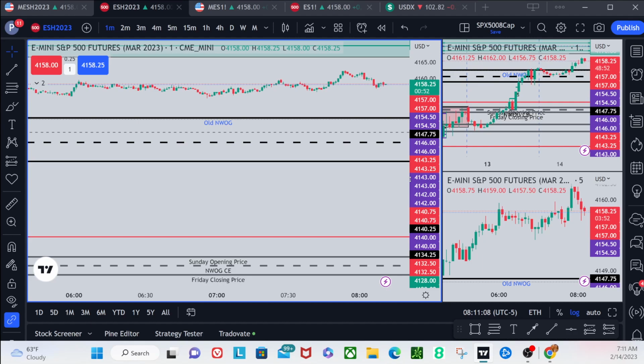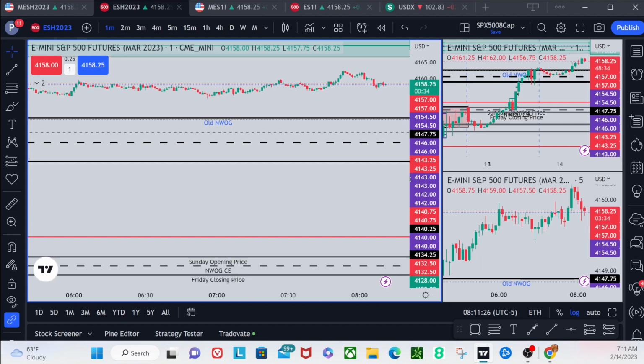Preferably, if the market can trade back down into the upper portion of that fair value gap when you're bullish, but not touch the consequent encroachment, the upper quadrant. You can see it hits it here, and then rallies through. And we're going to take a closer look at that with the last hour of trading.